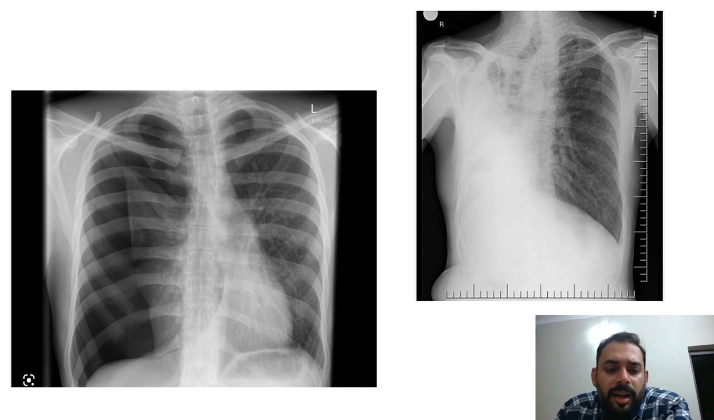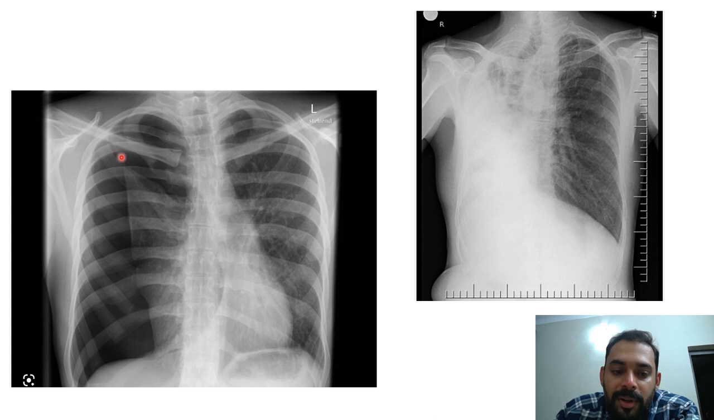Next, when you look at this X-ray, you can note that the trachea has been mildly pushed towards the left side. You can also notice that there is a difference in the lung field when you compare the right and the left. The right lung field seems to be more black, and there are actually no vascular markings when you compare this side to this side. So this is air being collected and trapped inside the pleura on the right side. This is called a pneumothorax.